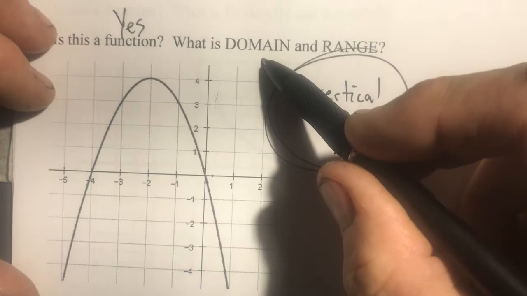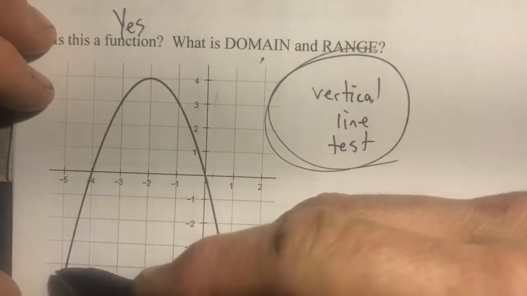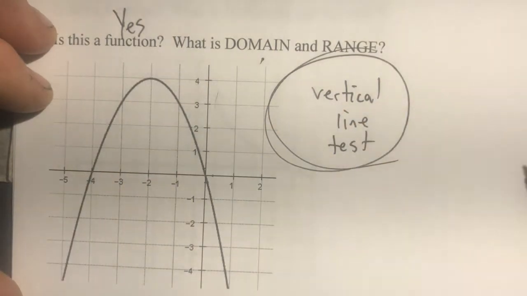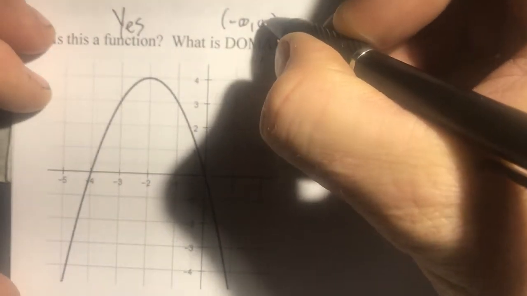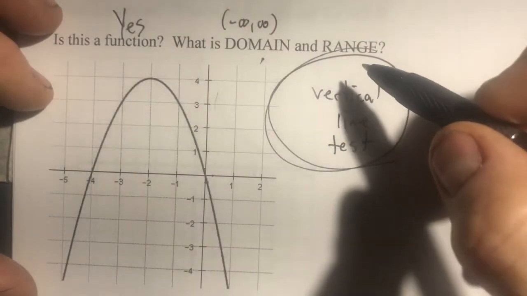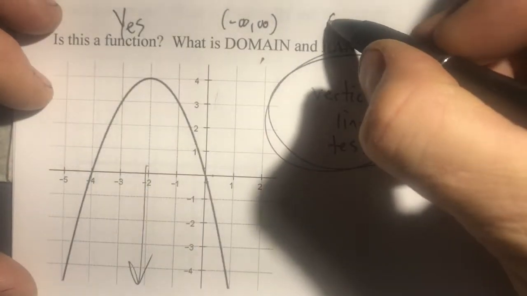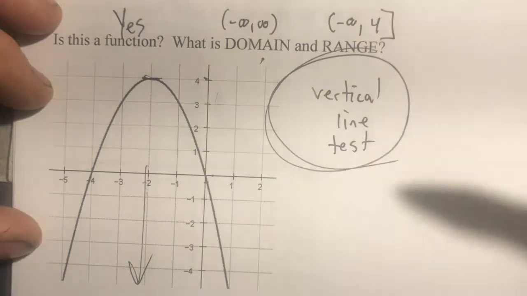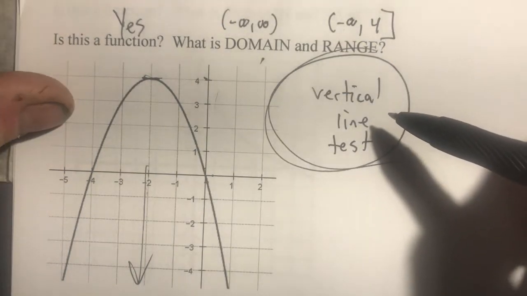What's the domain? Well, this is a parabola. And as it goes on the left side, it goes to the left forever. And as it goes right here to this right side, it goes to the right forever. So this is negative infinity to positive infinity, my domain. The range is up and down. Well, it goes down forever, so it goes negative infinity, but it goes up to this value right here, which is 4, and you do include it because 4 is part of the range itself, so we do include it.